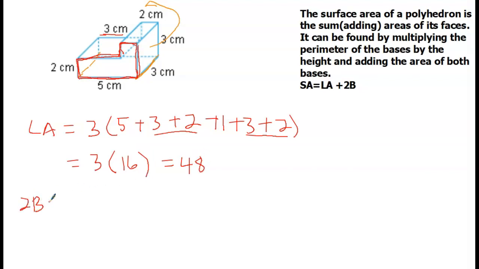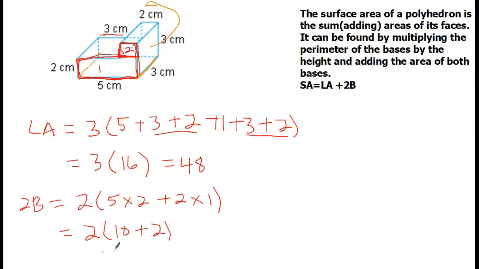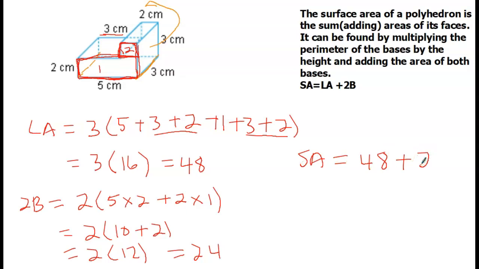We need our 2B. So the base area, and then we double it. Base area is 2 bases because it's irregular. So we cut it into 2, so the section 1 and the section 2. So the section 1 is 5 by 2. Here 5 and then 2, then plus this little piece here, which is 2 by 1. So 2 by 1. Close it. Got 2. We got 10 here plus 2, which is 2 times 12, which is 24. For the surface area, 48 plus 24, that gives us 72 centimeter square.